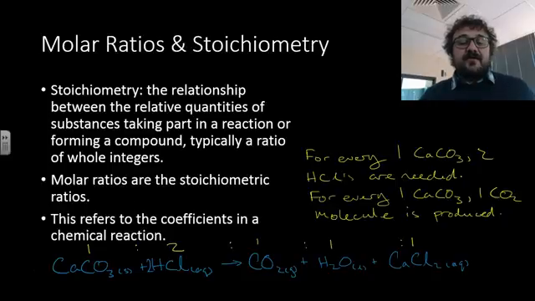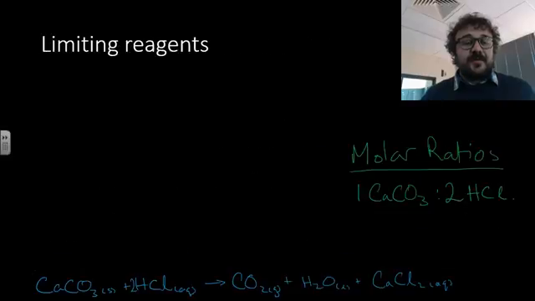So, for every 1 calcium carbonate, this is the stoichiometry of this equation here, 2 hydrochloric acids are needed. For every 1 calcium carbonate over here, 1 carbon dioxide molecule is produced, and 1 water molecule is produced, and 1 calcium chloride molecule is produced.